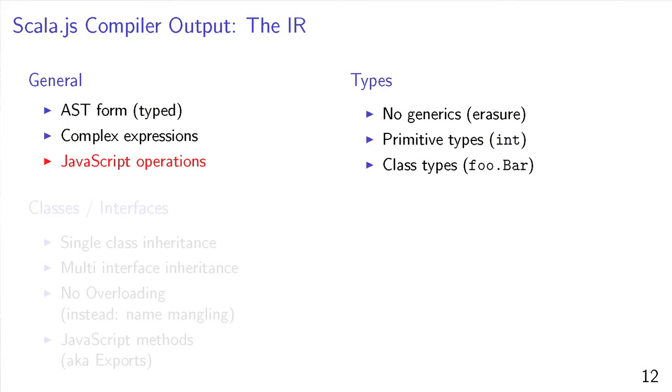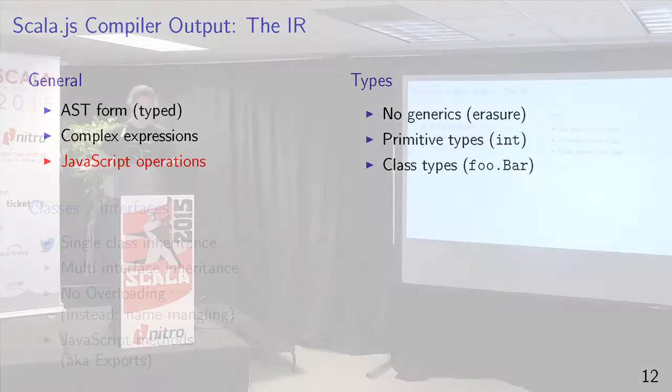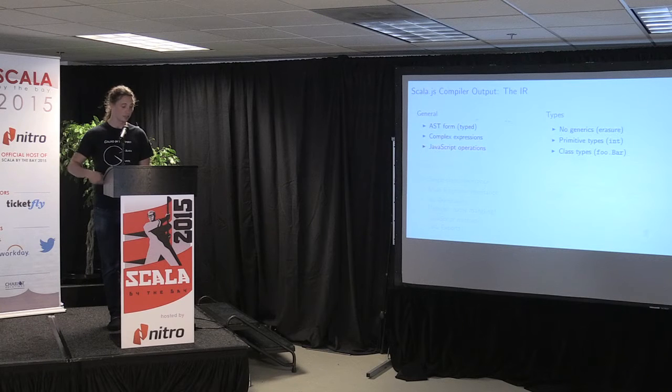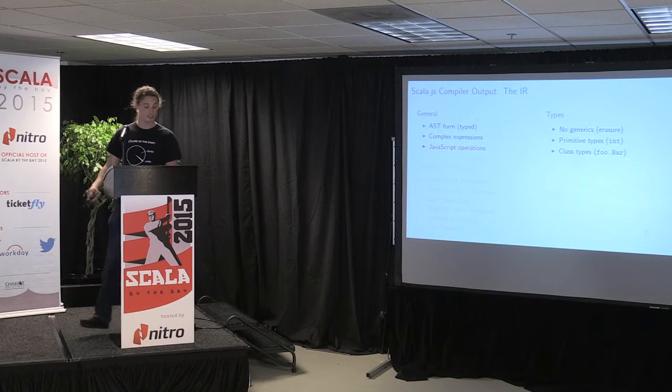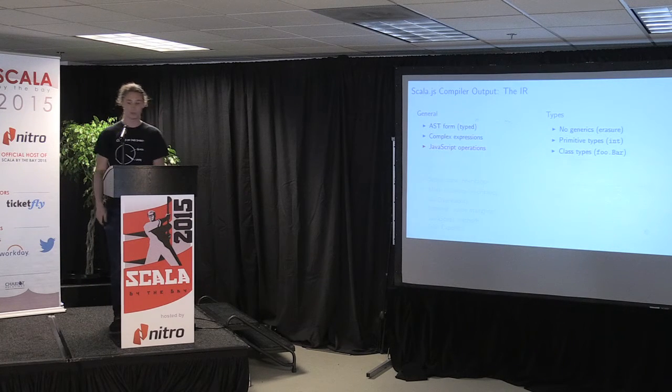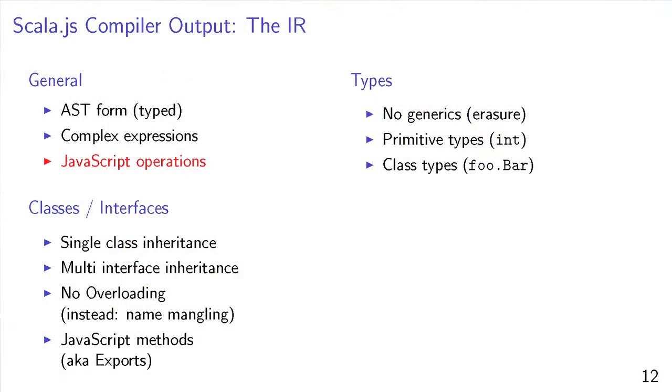We don't have generics, just like on the JVM. That's all fine. The Scala compiler took care for us to erase all these. We have primitive types, int, double, and so on and so forth, and we have class types. So this is all like a literal one-to-one translation. As far as classes and interfaces are concerned, we have single class inheritance. We have multi-interface inheritance, but interfaces are pure. So this is really just like on the JVM. We don't have overloading. We use name mangling instead.